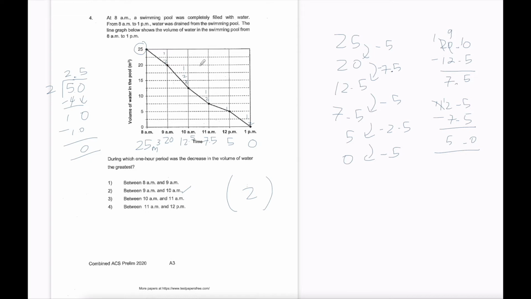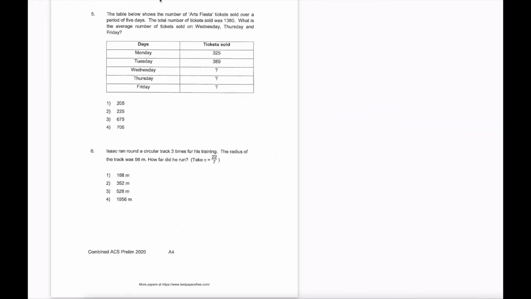Let's move on to question 5. The table below shows the number of Arts Fiesta tickets sold over a period of 5 days, Monday to Friday, and the total number of tickets sold was 1350.